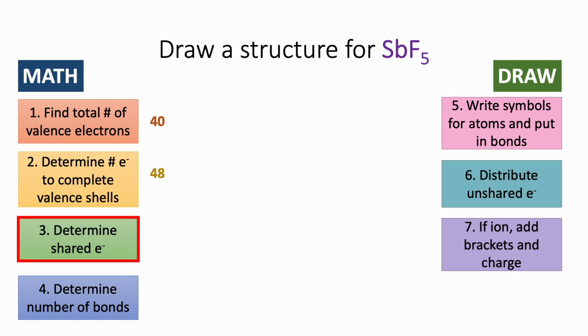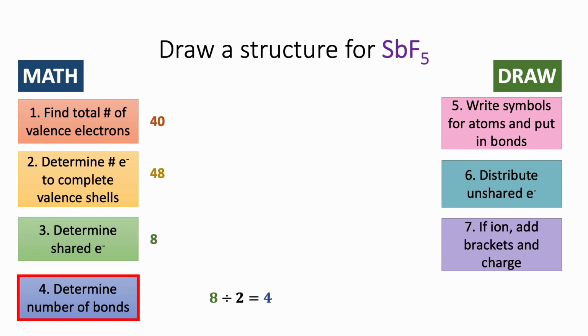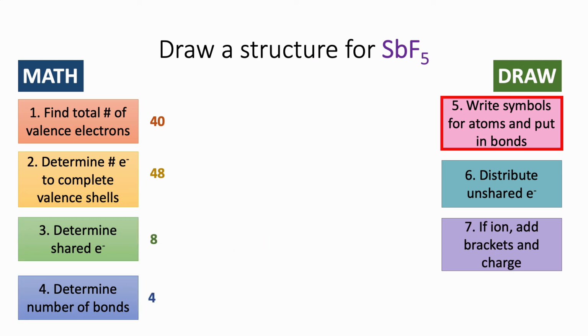How many shared electrons does our math tell us we need? 48 minus 40 is 8. That would be 4 bonds. And if you're thinking already about drawing this, you might realize that's a problem, but let me just show you that anyway. Let's write in antimony in the middle, and let's put all 5 fluorines around it. And let's start drawing our bonds.